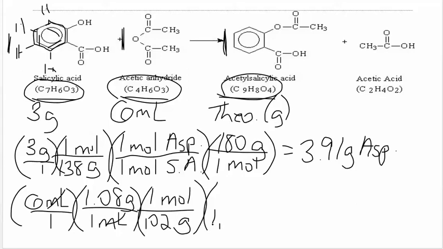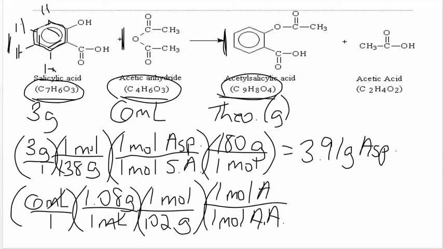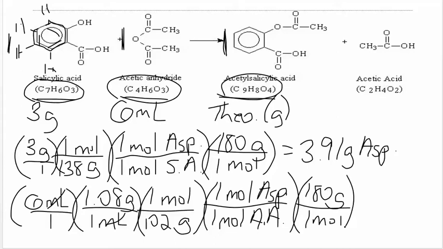Then I'm going to go from moles of acetic anhydride back to aspirin. That's what I want to solve for. Mole ratio is 1 to 1. And the last step, exactly the same, 180 grams per mole, because it's aspirin. So if I start with 6 mL of acetic anhydride, I would expect to get 11.4 grams of aspirin. Whenever you have 2 equations, the theoretical yield is always the smallest number.